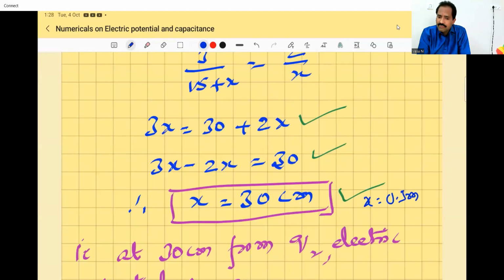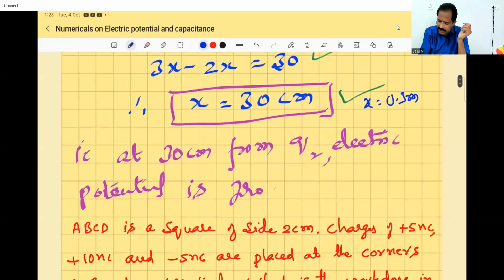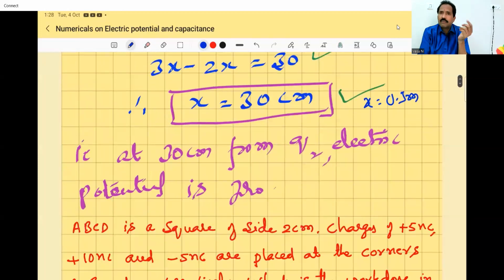That means a distance of 30 centimeter from Q2, or 0.3 meter from Q2, the net potential is 0. That is, at 30 centimeter from Q2, the net electric potential is 0. Look, that problem is completed. If you do this much, you will get 5 marks.